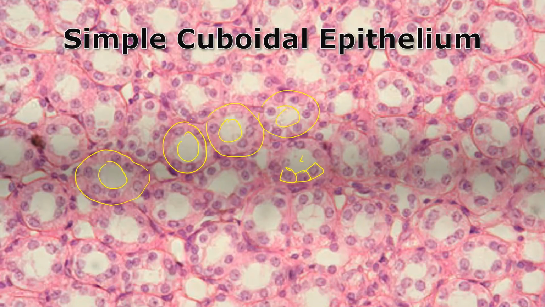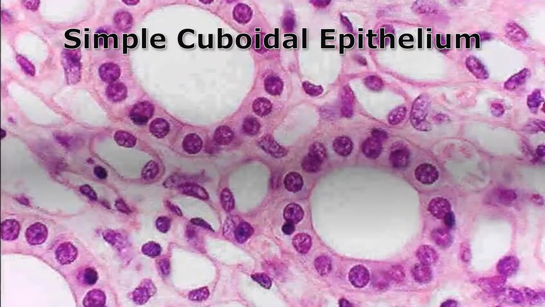Function: secretion, absorption. Where would we find this? Kidney tubules and glandular tubules. Another picture. This is a pretty nice one. I like this. But same idea. Large ring of boxy cells. Large lumen in the center would be our apical surface. Basement underneath and some connective tissue.